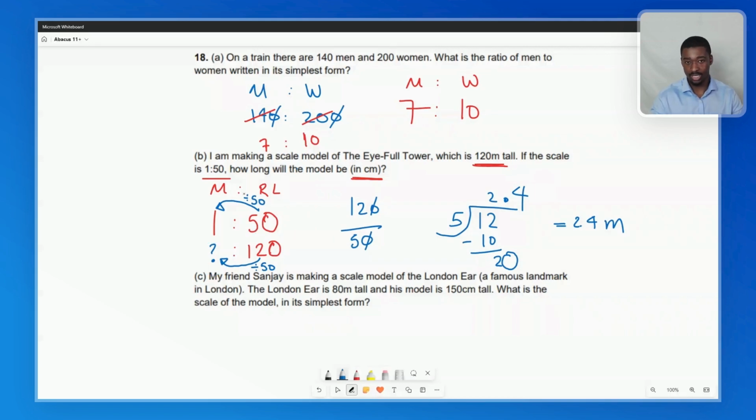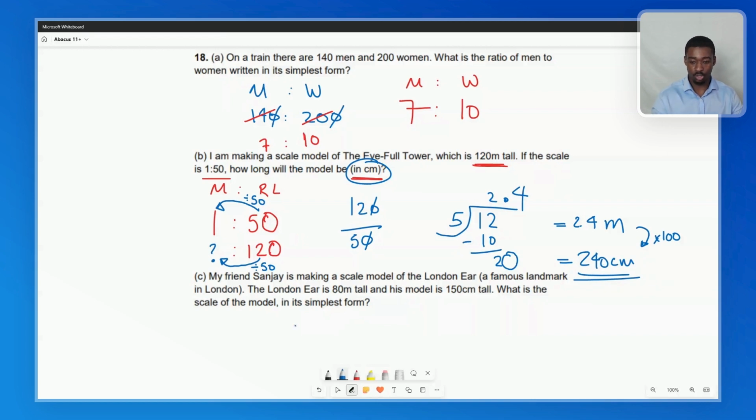But as we said at the start, how long will the model be in centimeters? This will be 240 centimeters because there are 100 centimeters in a single meter. So we times it by 100. So our answer is 240 centimeters.